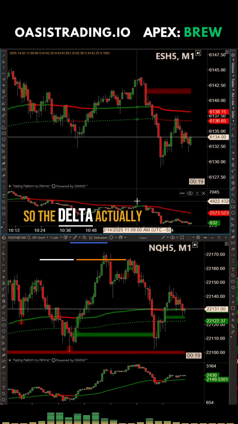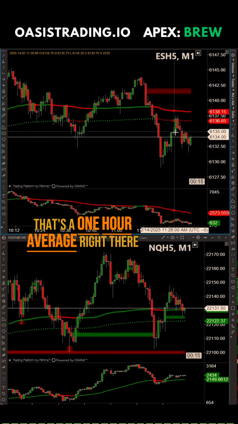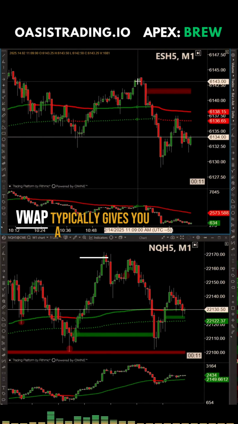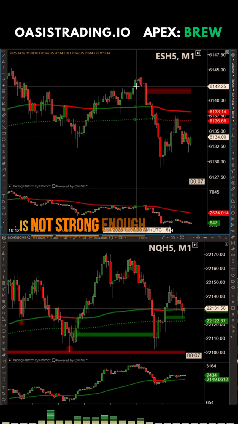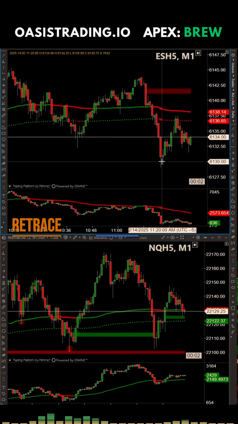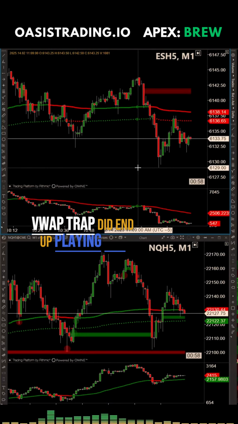So the delta actually stayed below that delta average. That's a 1 hour average right there. So staying below the delta average but breaking VWAP typically gives you a little bit of a trap. It typically tells you that this move is not strong enough to continue. And then we saw that pretty strong retrace to the downside after that VWAP trap did end up playing out.